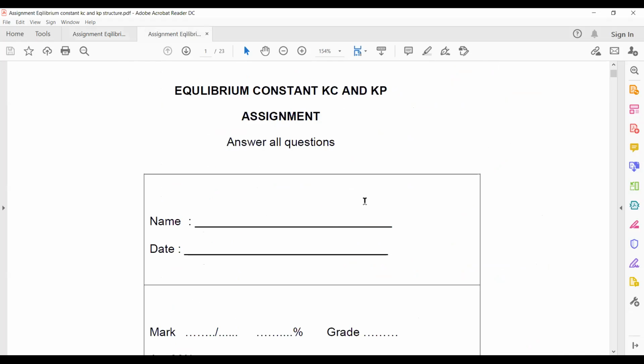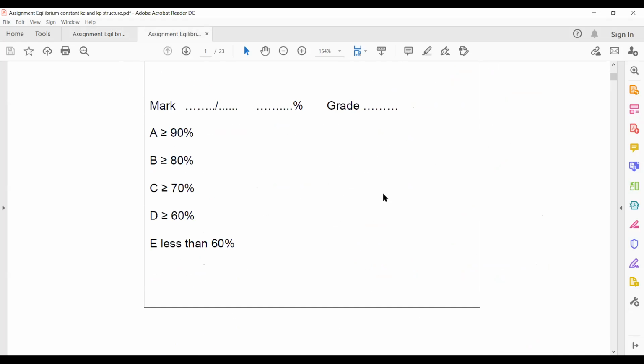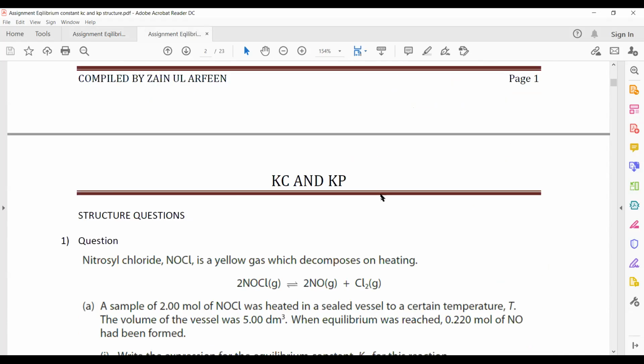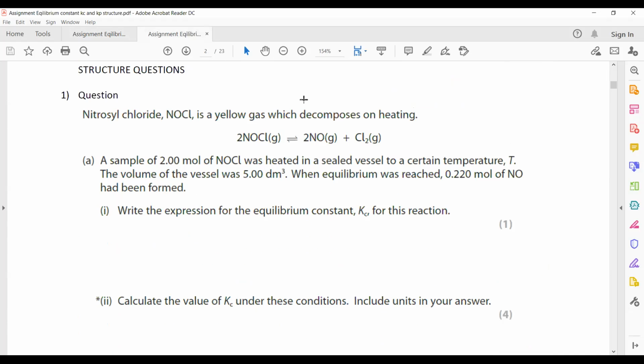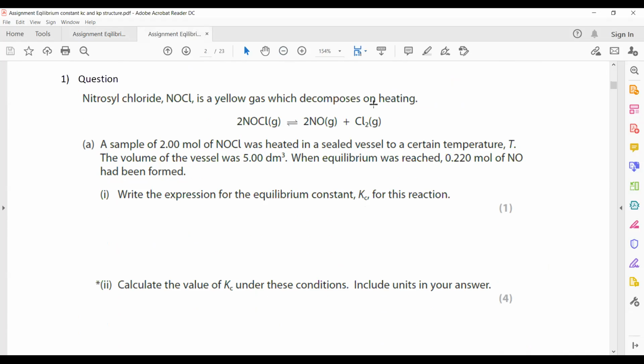Then some structure questions. Nitrosyl chloride, NOCl, is a yellow gas which decomposes on heating. A sample of 2 moles of NOCl was heated in a sealed vessel at a certain temperature T. The volume of the vessel is 5 dm cubed. When equilibrium was reached, 0.22 moles of NO had been formed. Write an expression for Kc. So what will the expression for Kc be?